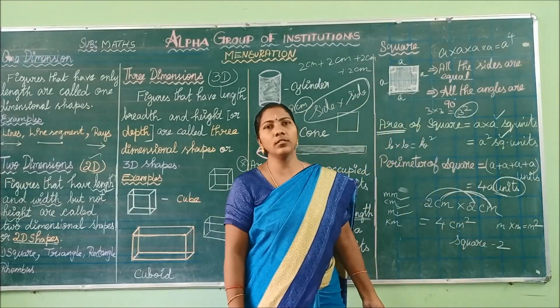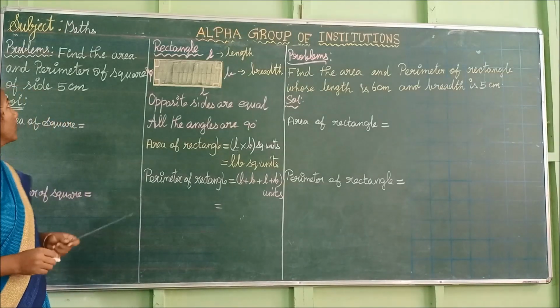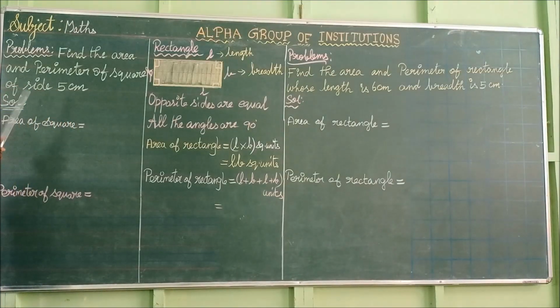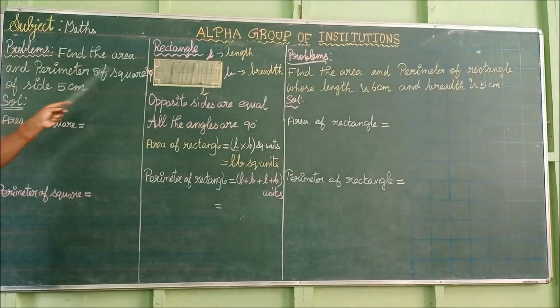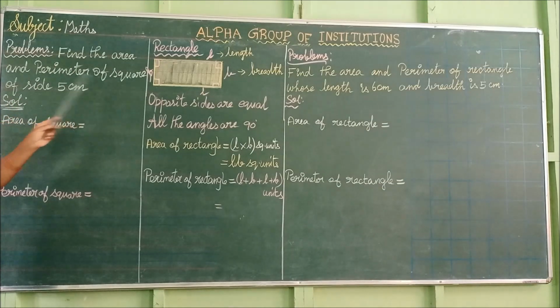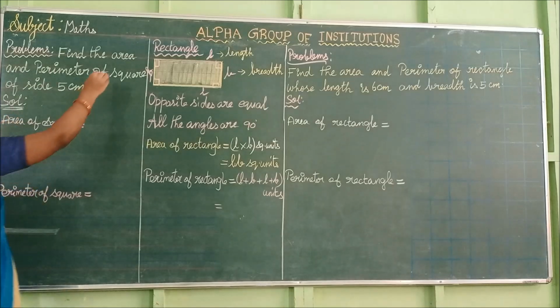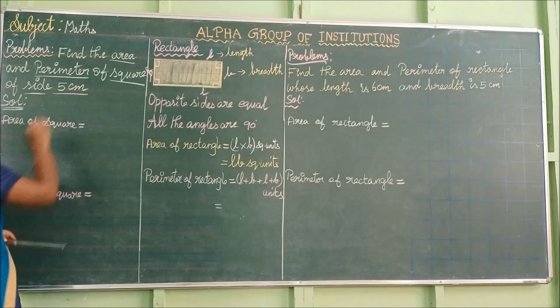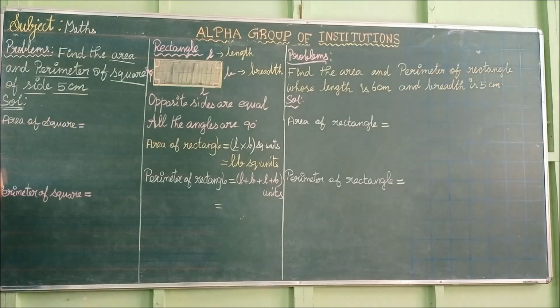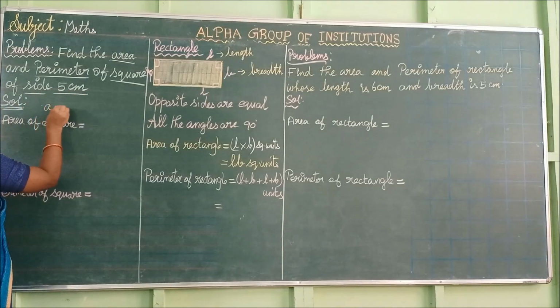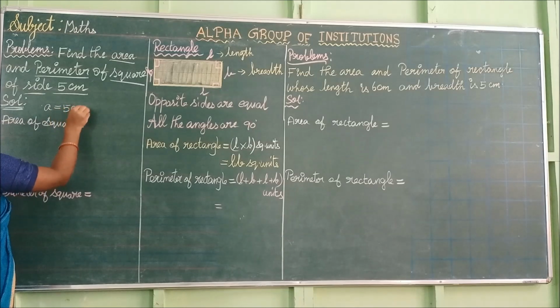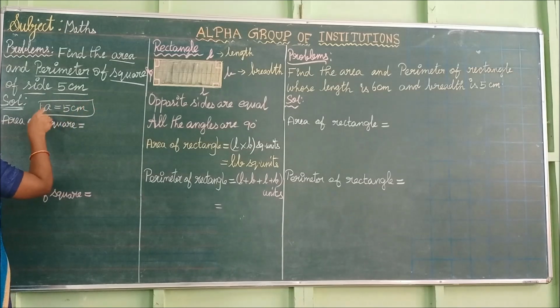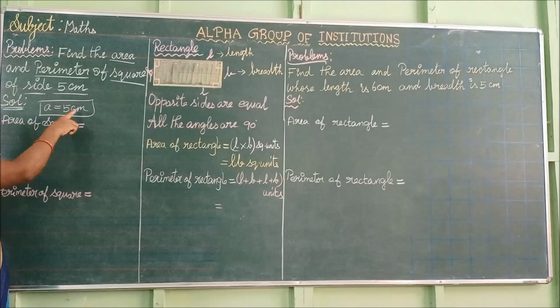Do you understand, children? Next we are going to see problems for square. See the first one. Find the area and the perimeter of a square of side 5 centimeter. Here we are going to find the area and the perimeter of a square whose side is 5 centimeter. So we have to take A equal to 5 centimeter. This is the side of the square, and its measurement is 5 centimeter.